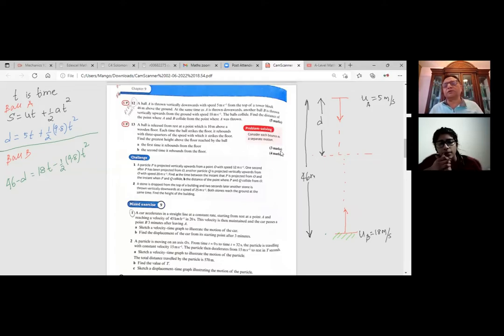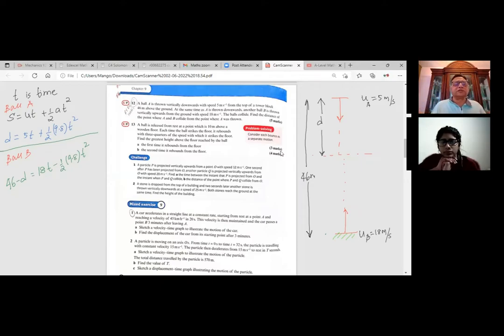So we are looking at the question like this. The first part of the question is: during the time t, what is the distance traveled by ball A? Second, during the same time t, what is the distance traveled by ball B?